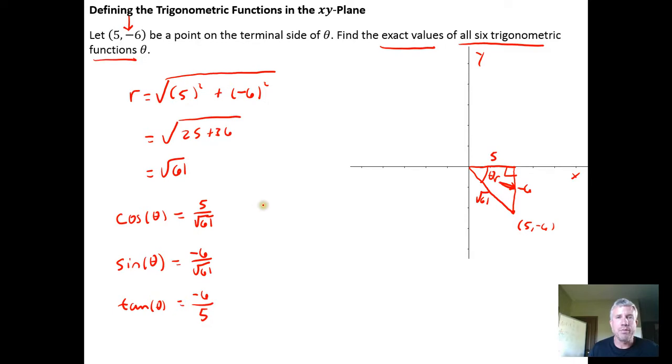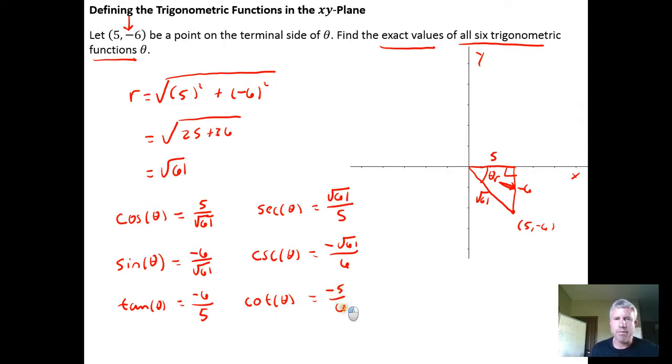And then the reciprocal functions are easy. The reciprocal of cosine is secant. So the secant of theta is just the reciprocal of the cosine function. So it's the square root of 61 over 5. The reciprocal of the sine function is the cosecant function. So the reciprocal is going to be negative square root of 61 over 6. And the reciprocal of the tangent function is the cotangent function. So instead of -6/5, we get -5/6.